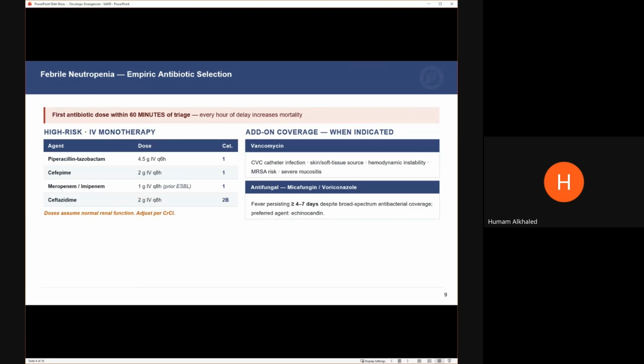In 4 to 7 days after starting cefepime, or cefepime plus vanc, or Zosyn, if the patient is still febrile, that's when we want to start broadening the antimicrobial coverage. And that's when we start thinking about meropenem or imipenem, and we want to add antifungal coverage. And we usually use an echinocandin like micafungin, or voriconazole, especially in patients who are at risk for aspergillus.